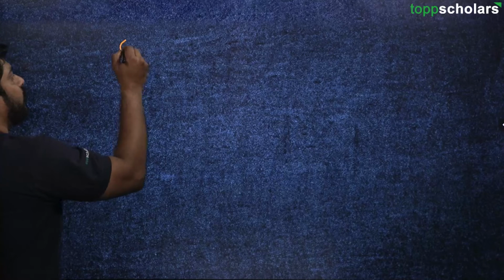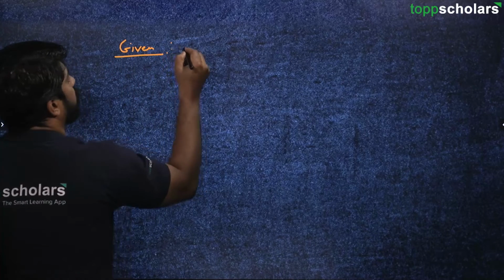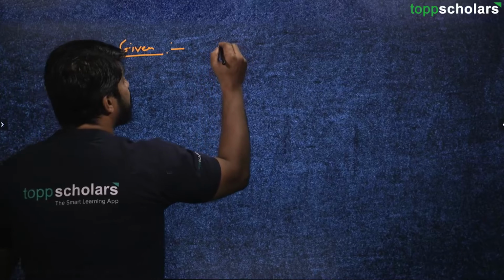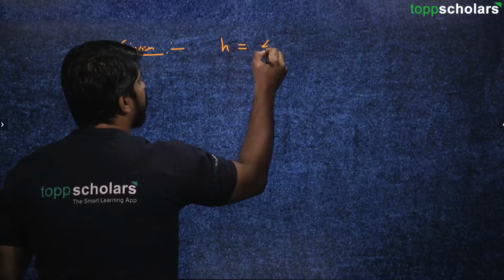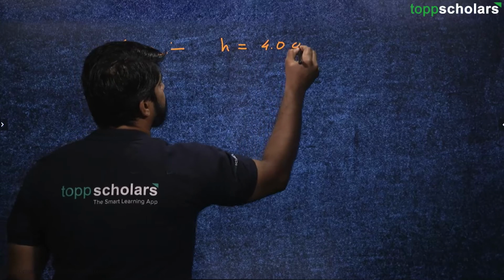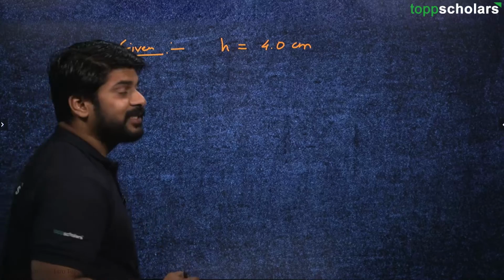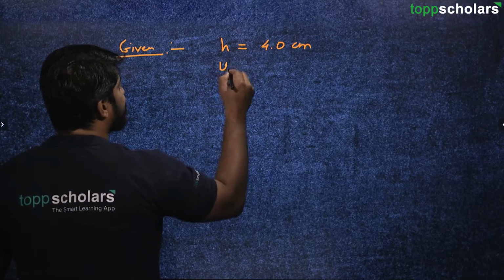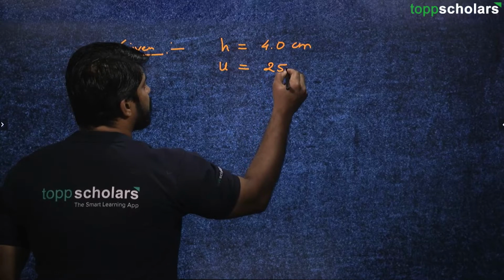So let's write down what is given over here. First of all, the size of the object is given. Let's call this h, and it is 4 centimeter. Then similarly, the object distance, that is u, is given and it is 25 centimeters.